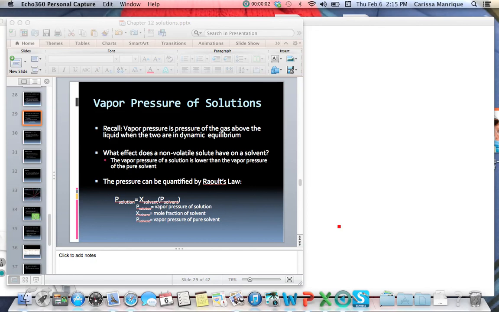Today, class, we're going to look at the effect of vapor pressure in solutions. Remember, a solution is when we're mixing two things together without a chemical reaction. They're literally just mixing together. So what happens to vapor pressure when you have a solution, when you mix something in?